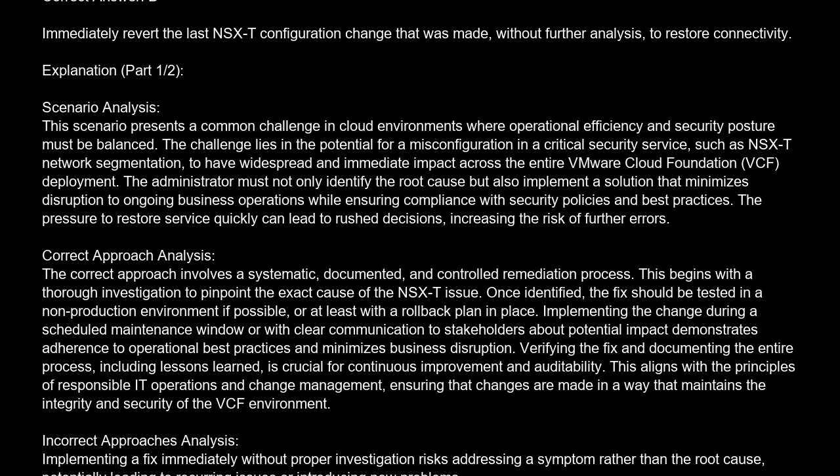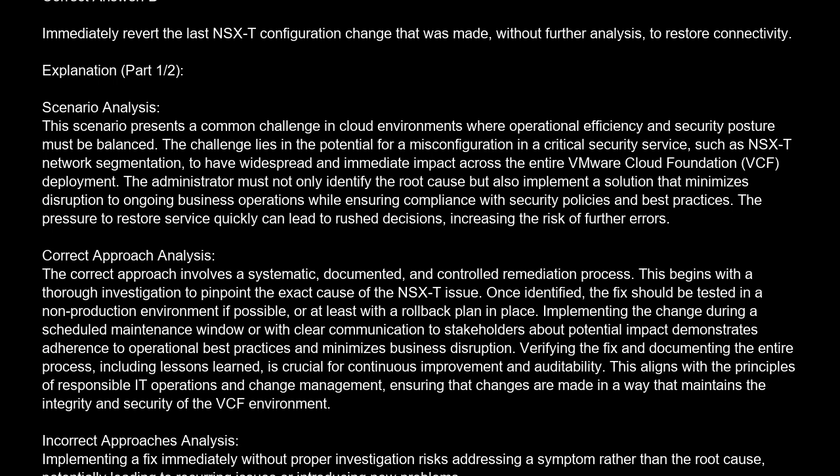Explanation. Scenario analysis. This scenario presents a common challenge in cloud environments where operational efficiency and security posture must be balanced. The challenge lies in the potential for a misconfiguration in a critical security service, such as NSX-T network segmentation, to have widespread and immediate impact across the entire VMware Cloud Foundation (VCF) deployment. The administrator must not only identify the root cause, but also implement a solution that minimizes disruption to ongoing business operations while ensuring compliance with security policies and best practices. The pressure to restore service quickly can lead to rushed decisions, increasing the risk of further errors.